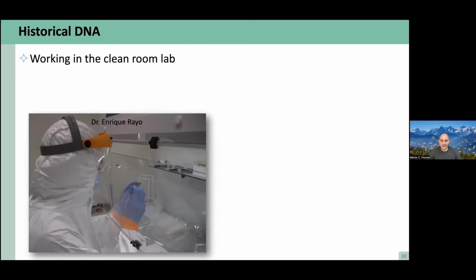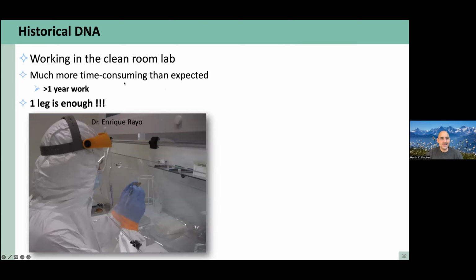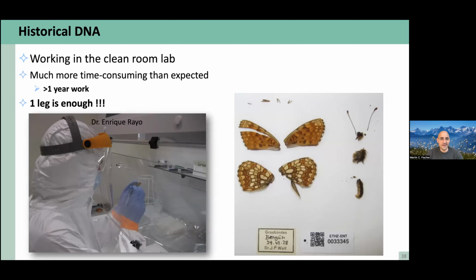So maybe a last word on working with historic DNA. You have to work in clean rooms because of contamination and the low endogenous gene content. And it's much more time consuming than I expected. Enrico Raya was for more than a year in the clean lab to do all this work for 400 samples only. However, he did an amazing job. We got enough DNA from a single leg of a butterfly. This means we really can work with samples from collections. We only need to ask for 1 leg, 1 out of 6 legs. This is enough to do this work.